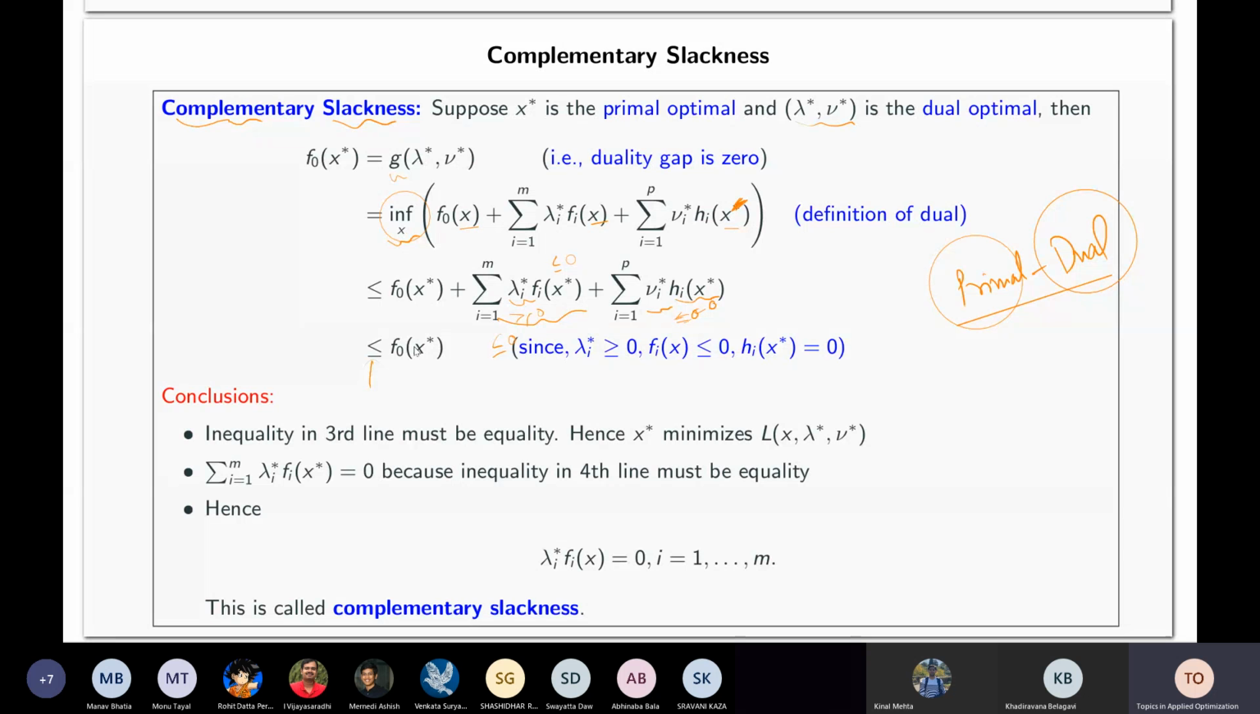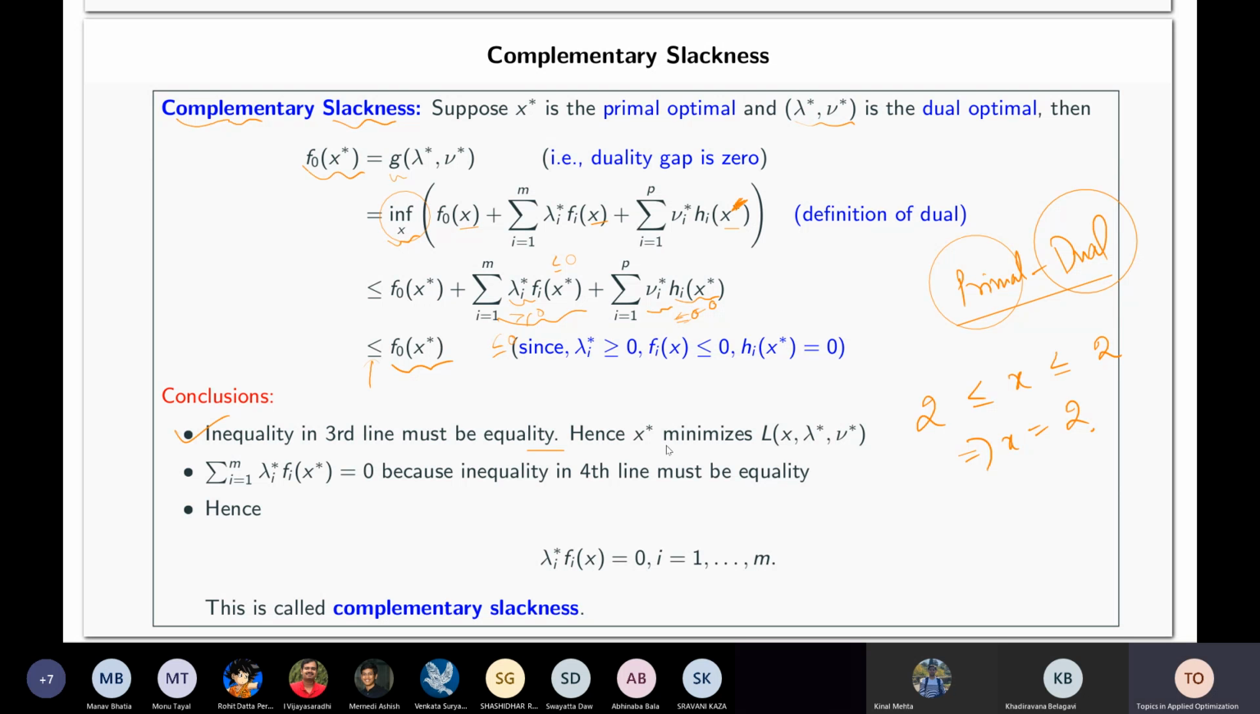Now, what do we get? f naught of x star is less than or equal to f naught of x star. So what I'm trying to say is 2 is less than or equal to x is less than or equal to 2. This implies x must be equal to 2. So the intermediate inequalities must be equalities. That's what it proves. So the intermediate inequality that we wrote must be an equality. The inequality in the third line must be an equality.